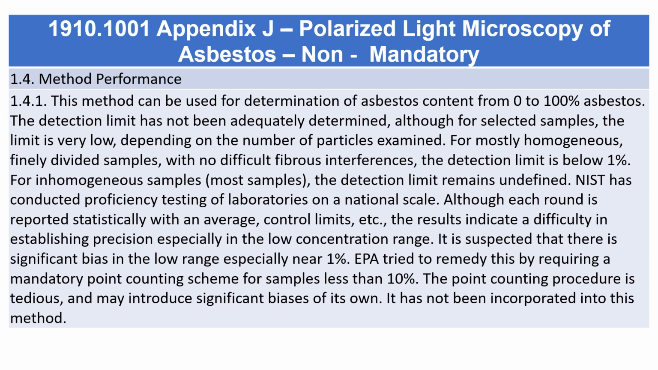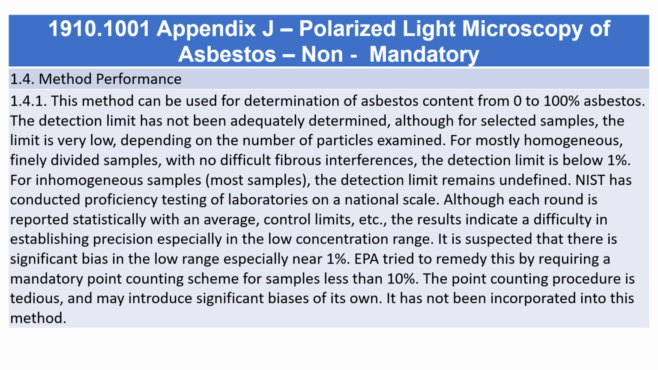NIST has conducted proficiency testing of laboratories on a national scale. Although each round is reported statistically with an average, control limits, etc., the results indicate a difficulty in establishing precision, especially in the low concentration range. It is suspected that there is significant bias in the low range, especially near 1%.